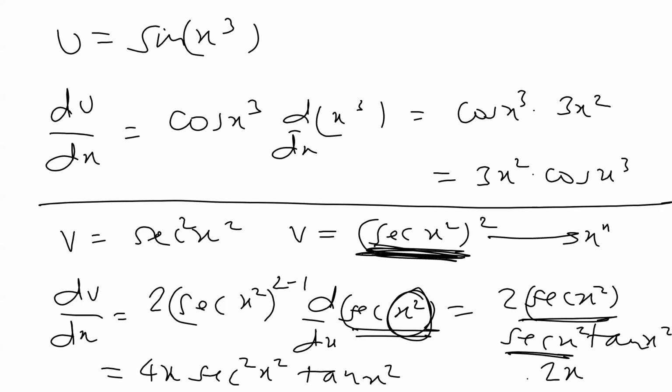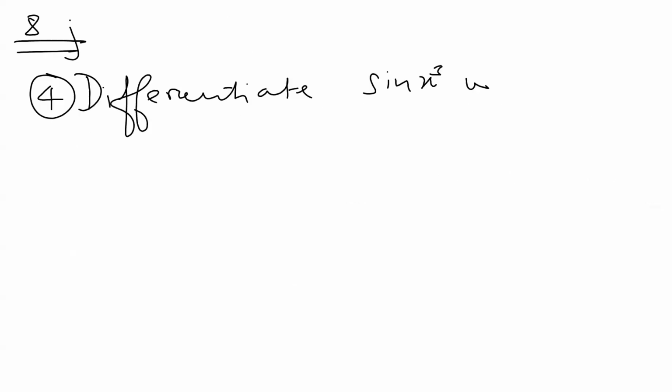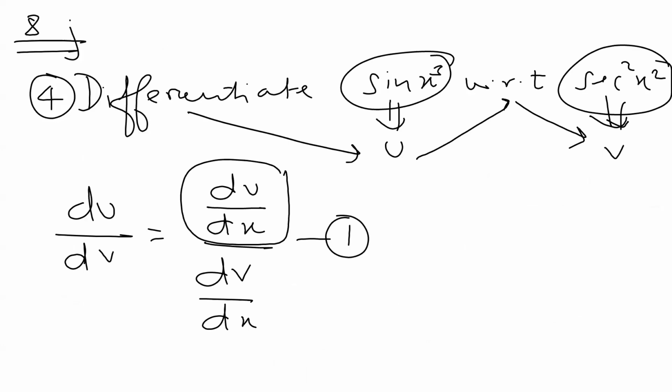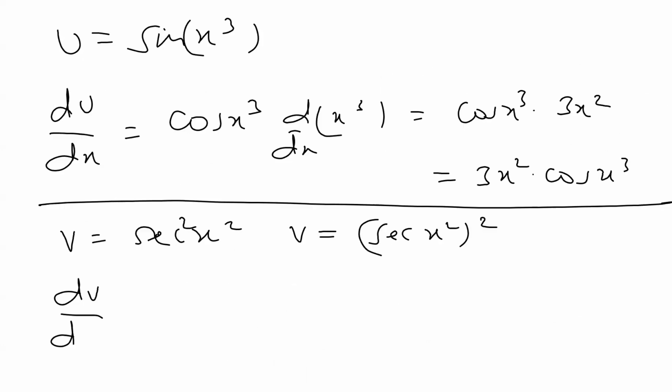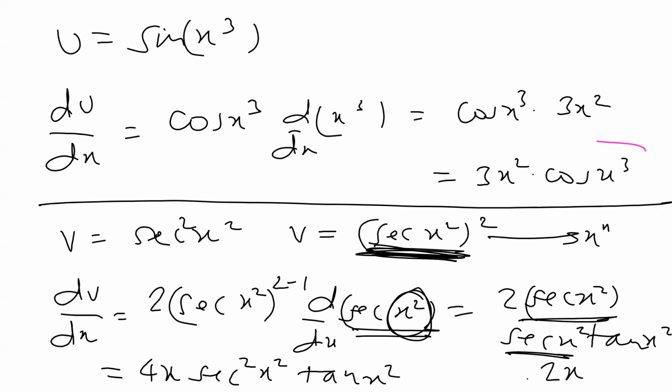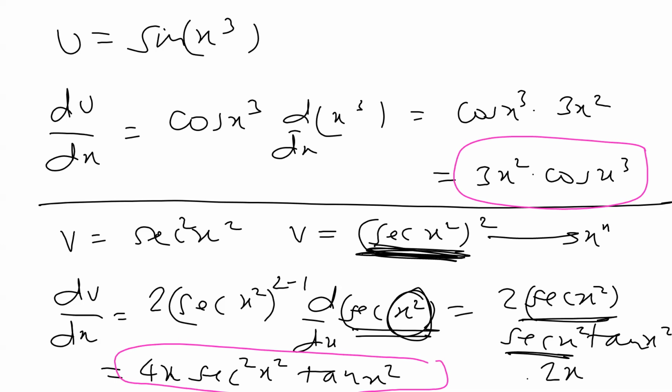So final answer: du by dv is equal to du by dx upon dv by dx. Okay, so du by dx is what? This. Dv by dx is what? This. So du by dx upon dv by dx. If any term is getting cancelled, only this term will get cancelled. X square upon x will be x. That's it. Otherwise, the rest of the terms will remain the same. Okay. Question number 5. So question 1.